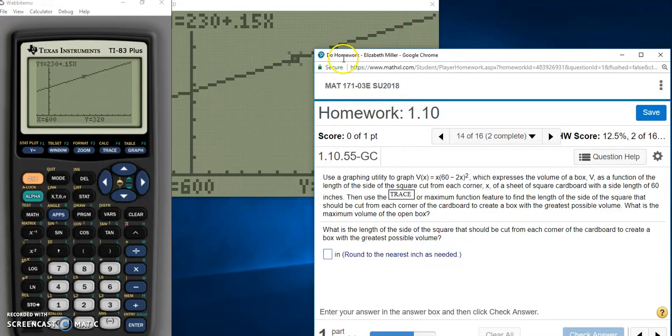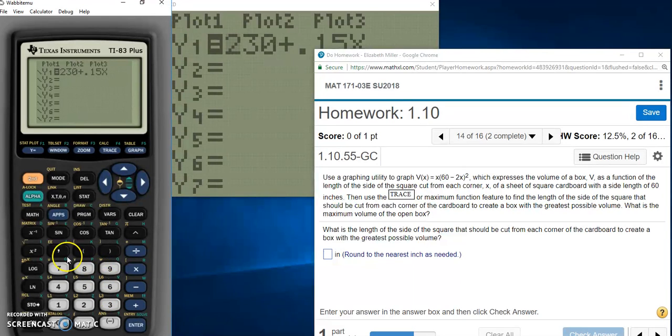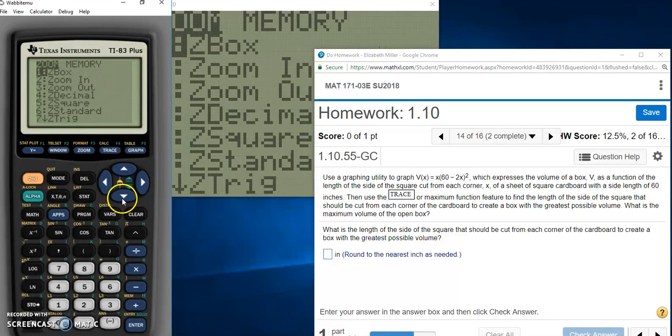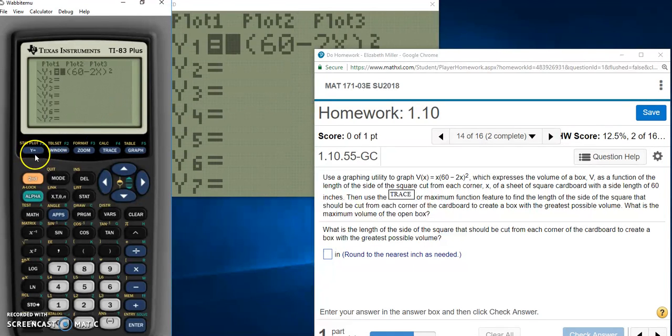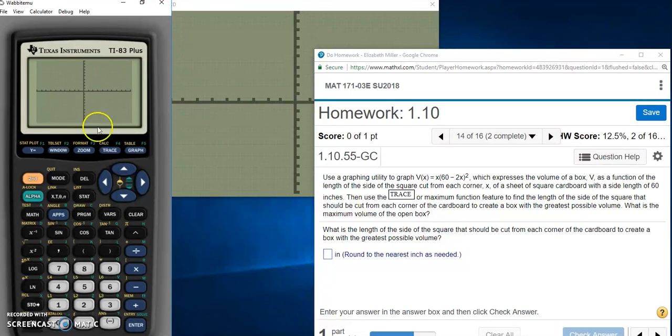Okay, so it says to graph this and then use the trace or maximum function to find the length of the side of the square. So I think this is probably more what you were asking for, because this one doesn't give you a window. So how do you know what window to use? So I'm going to go back to the standard window first, because this is where everybody's would start. So we start with a standard window, and we can't see anything. So it's like, where do we go? We can't see it. So we don't know where the graph is.